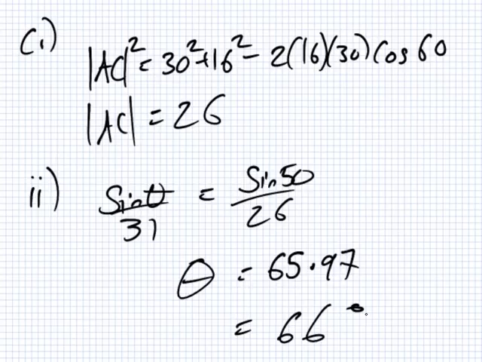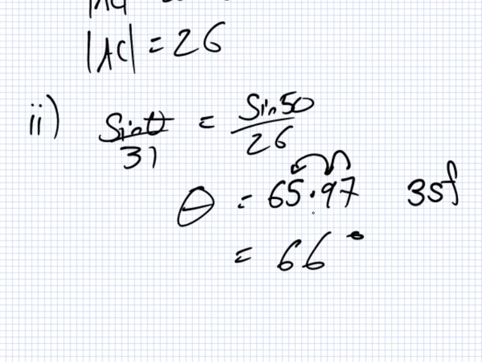Degrees should not have a decimal point? No. If I round this to 3 significant figures, the 7 makes the 9 go to the 6, so that's all. This is point zero.